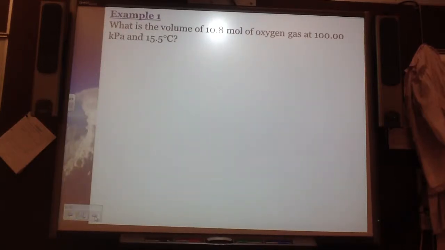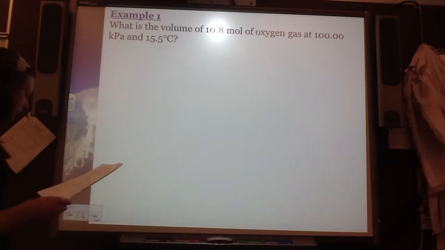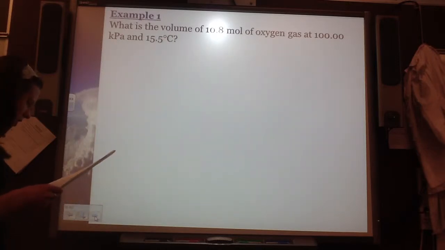Great, so let's do a couple examples. So what is the volume of 10.8 moles of oxygen gas at 100 kPa and 15.5 degrees Celsius? Okie dokie.